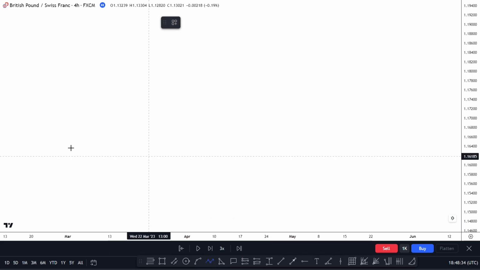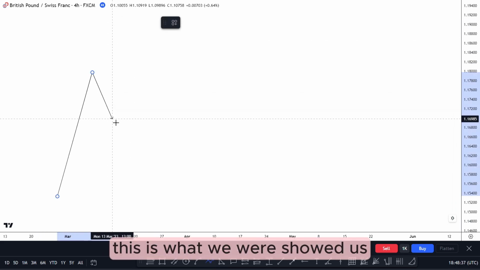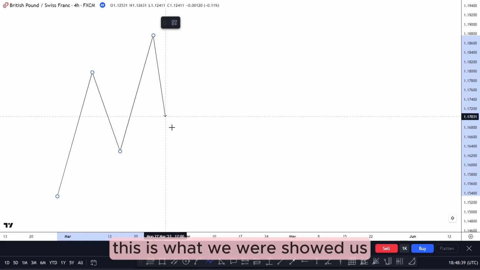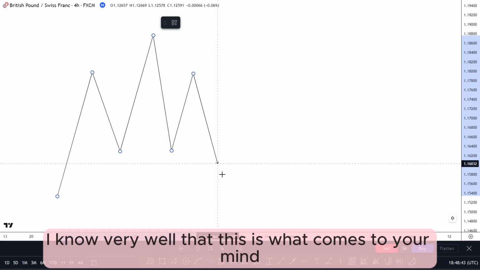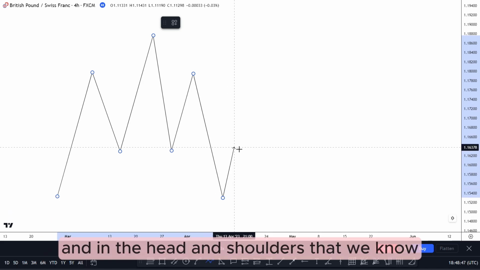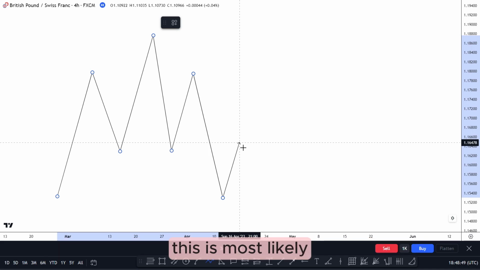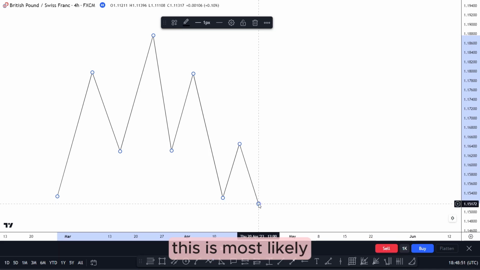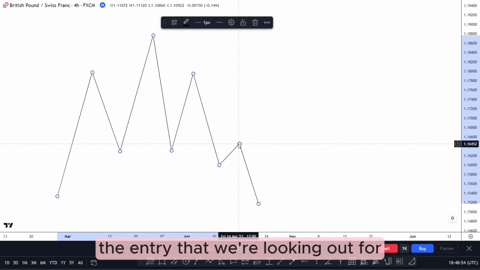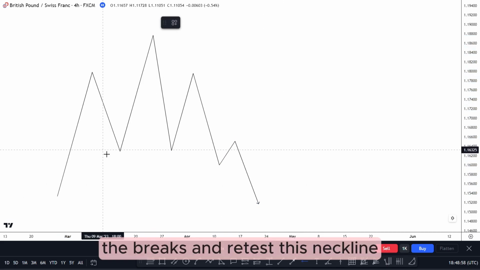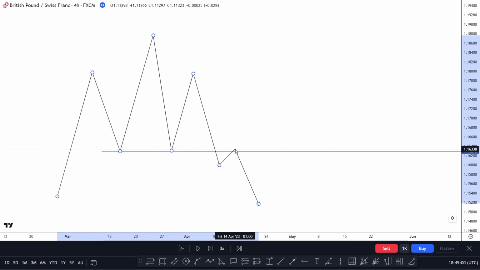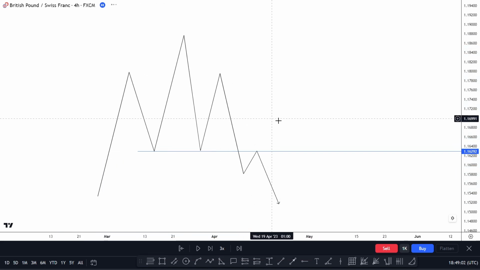shoulders patterns. Now basically this is what we were shown as head and shoulders. So whenever I mention head and shoulders, I know very well that this is what comes to your mind. And in the head and shoulders, this is most likely the entry that we're looking out for. We're looking out for an entry that breaks and retests this neckline, something like this.